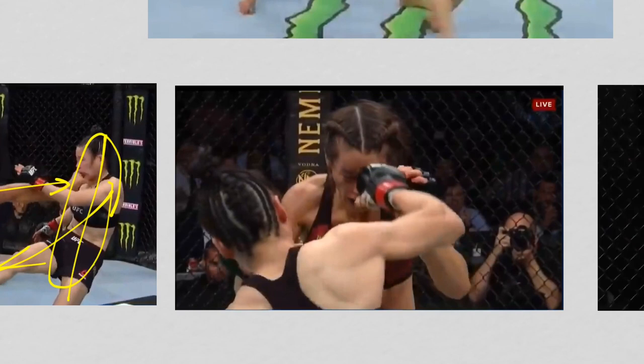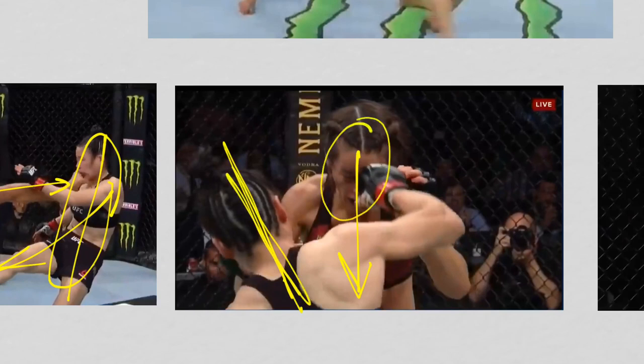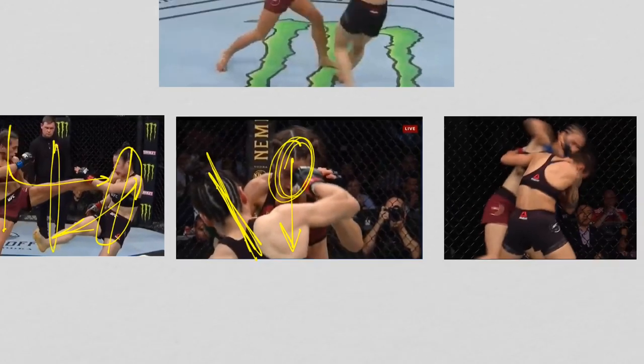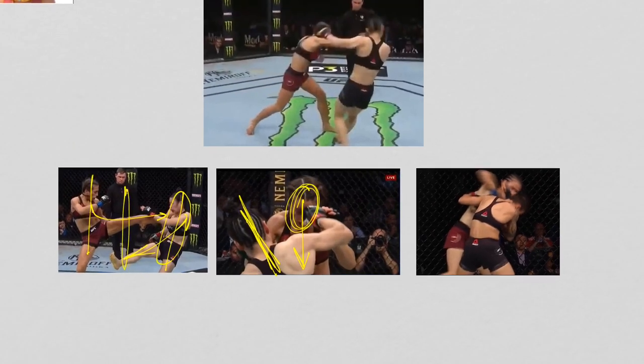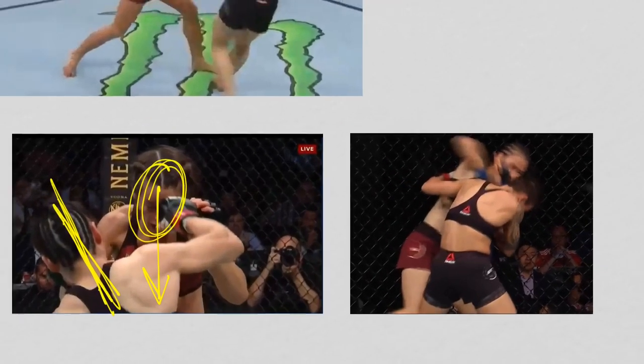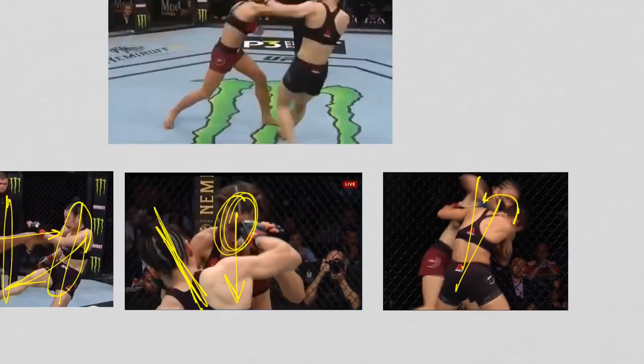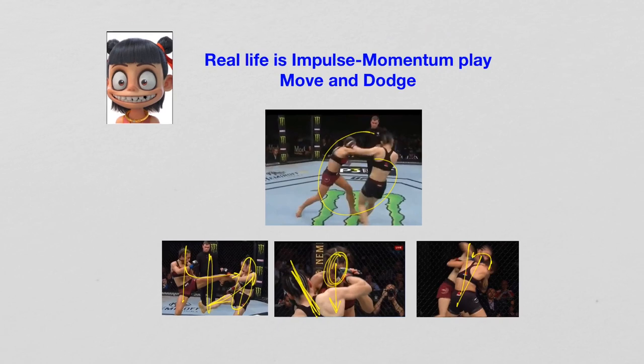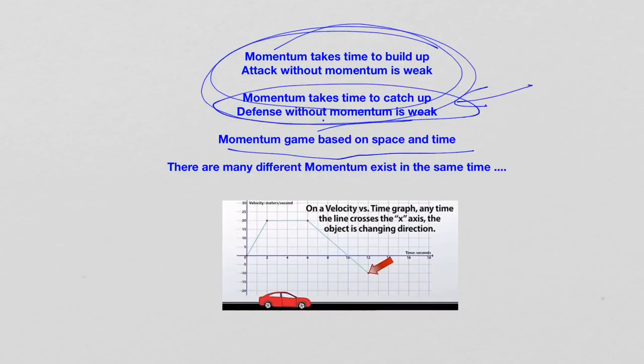Same here. This is a center line. Zhang moves away, so that even if Joanna is attacking Zhang, he's no longer there. Okay? So it's playing with momentum, space and time. The same thing, it just goes into a different angle, up, down, for this play. The same. So all of this is an impulse momentum play.